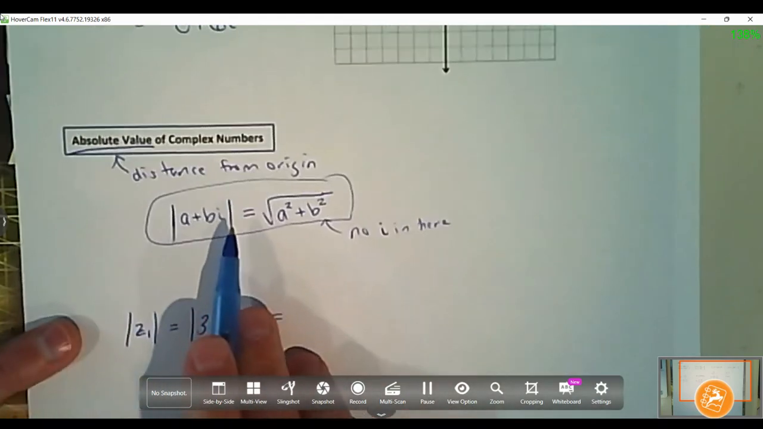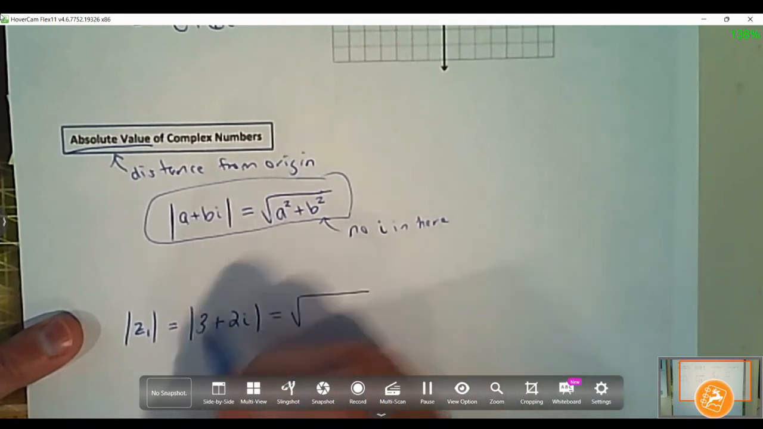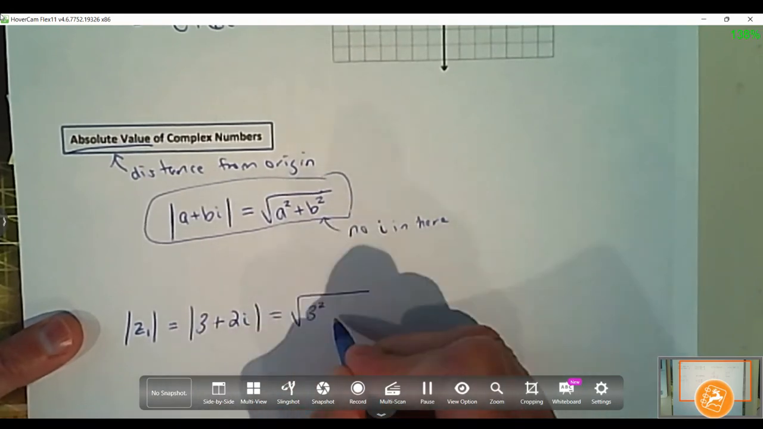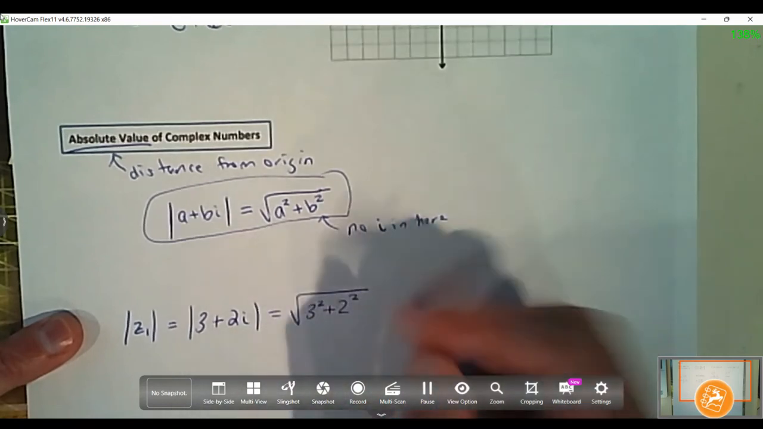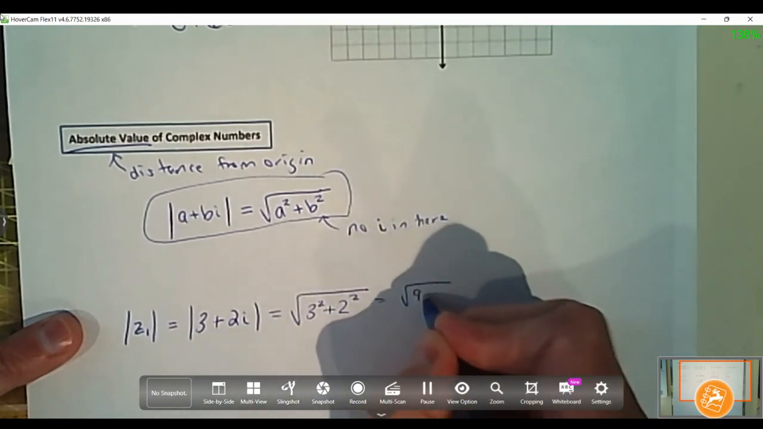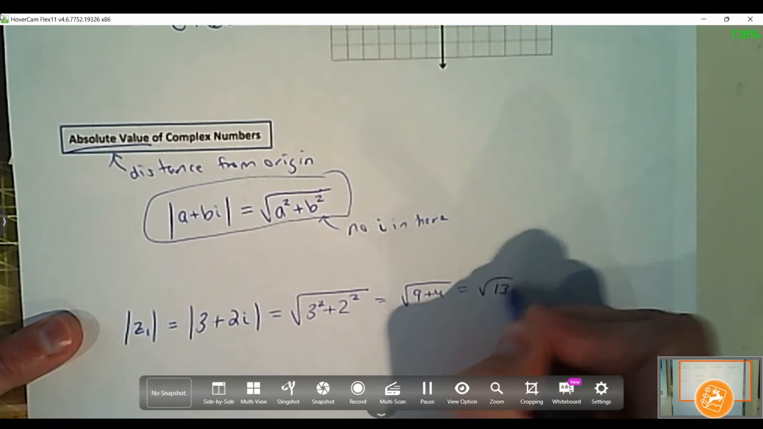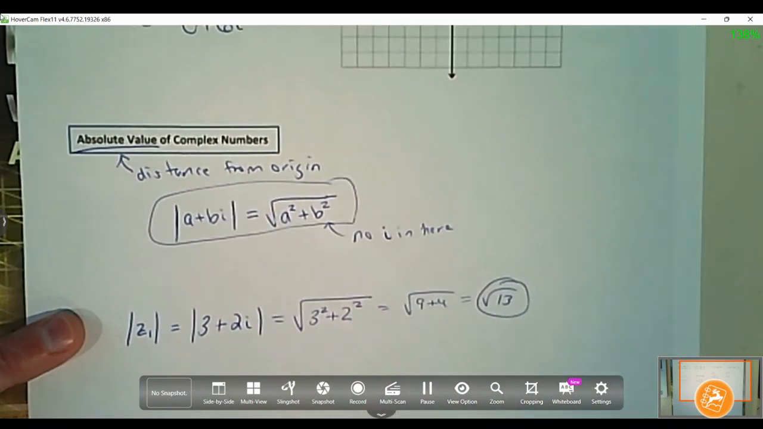If we just plug into our formula, our a is 3 and our b is 2. You don't put an i in here, just the coefficient of i. And what we get from that is the square root of 13. That's all there is to it for finding the absolute value of a complex number.